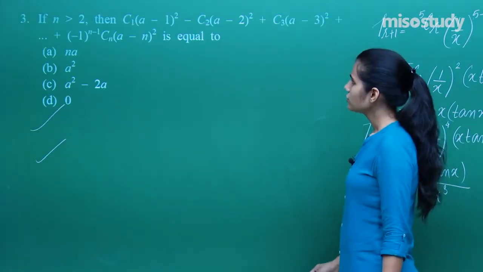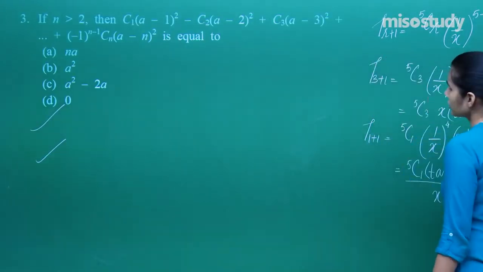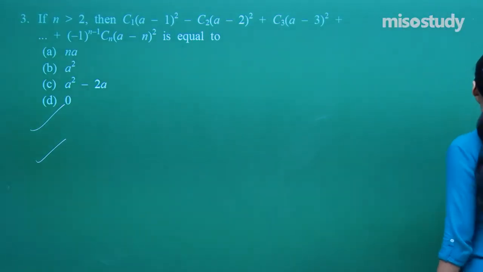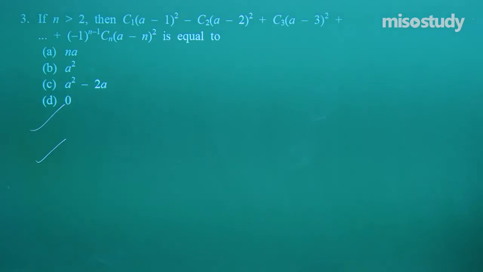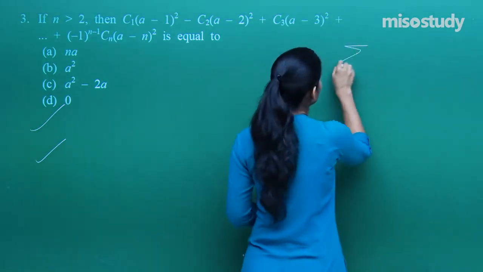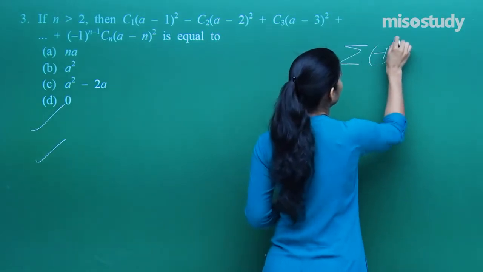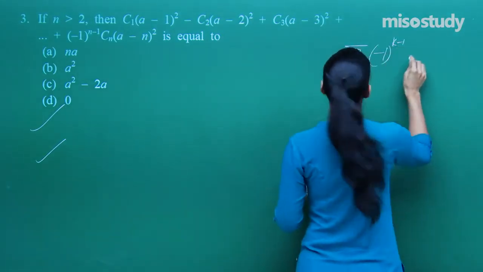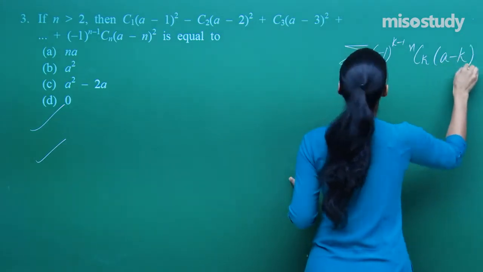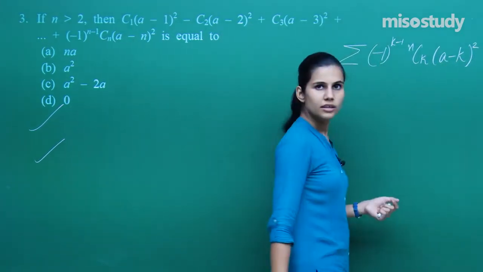Moving on to the next question, we have this expansion given to us. What is this equal to is the question. Now see, this is pretty simple to actually first of all decode how this can alternatively be written. I can write this as minus 1 to the power k minus 1 nCk a minus k whole square, right?